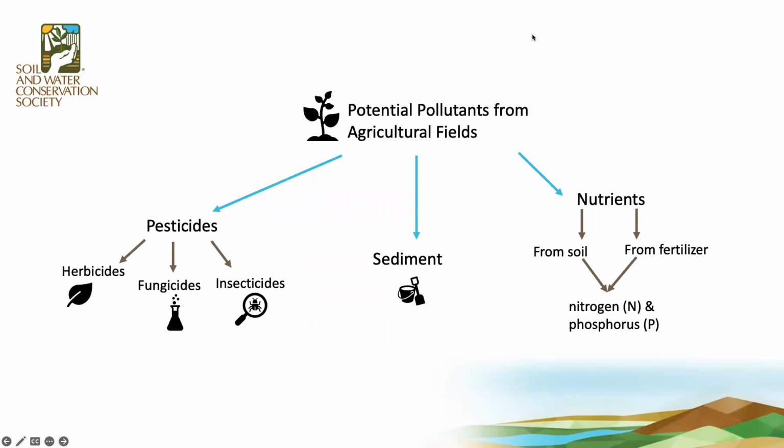So agricultural fields are a source of potential pollutants of different varieties, from the pesticides that we use to just sediment and soil loss itself, and then obviously nutrients that can come off of our agricultural fields as well. And today, what we're really going to focus on is phosphorus loss from agricultural fields.